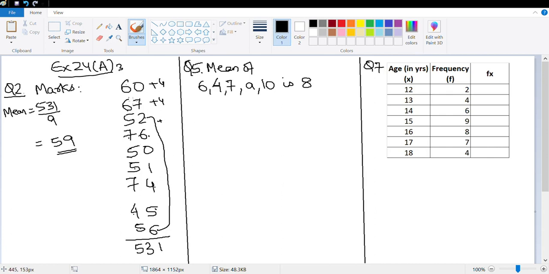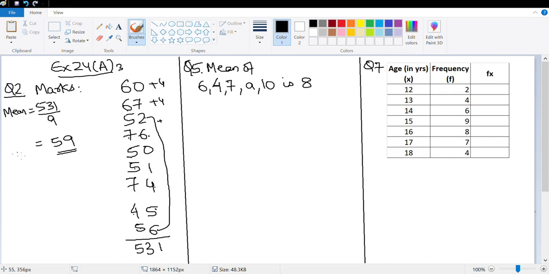I hope you remember this property of mean or average, which we've learned in 9. If you increase all data points by a certain number, the mean also increases by the same number. If you decrease all data points by one number, then the mean also decreases by the same number.